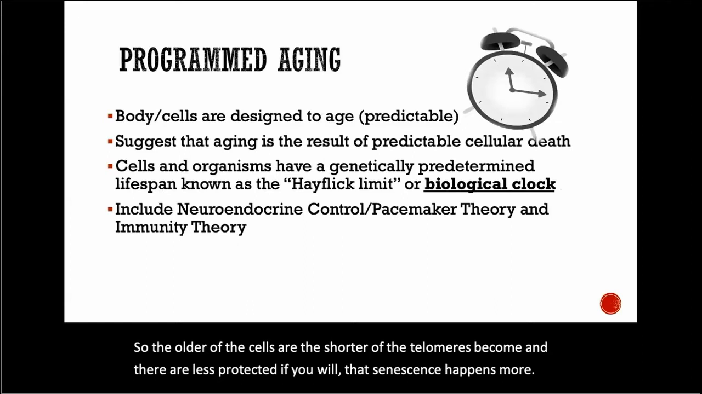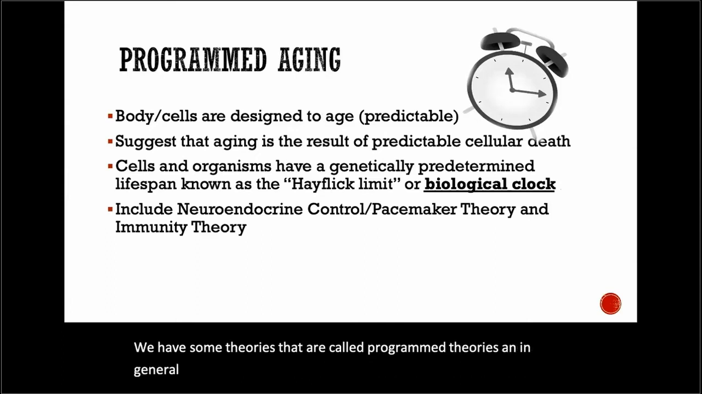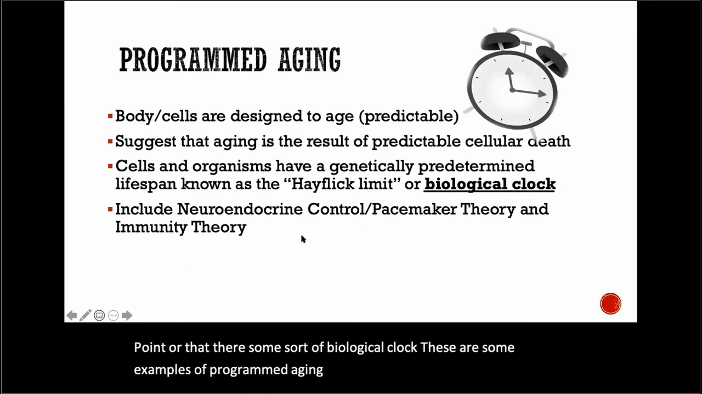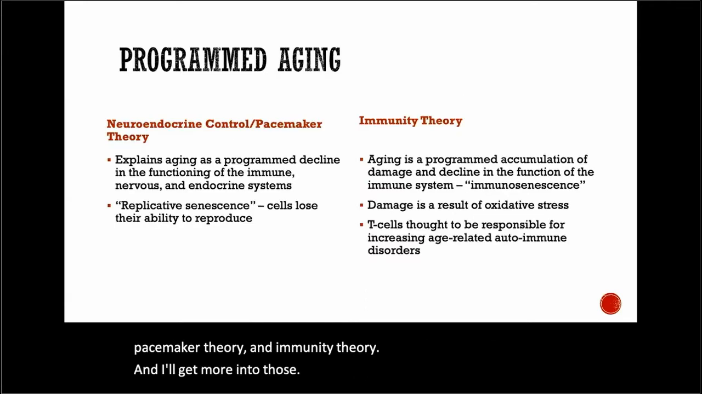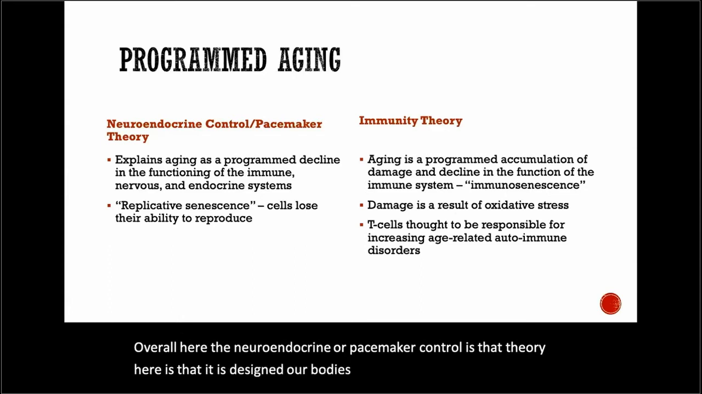We have some theories that are called programmed theories, and in general, these point toward that there is some sort of biological clock. These are some examples of programmed aging theories: neuroendocrine control, pacemaker theory, and immunity theory. And I'll get more into those. Overall, the neuroendocrine or pacemaker control theory is that our bodies are designed to age, and that we are kind of pre-programmed.